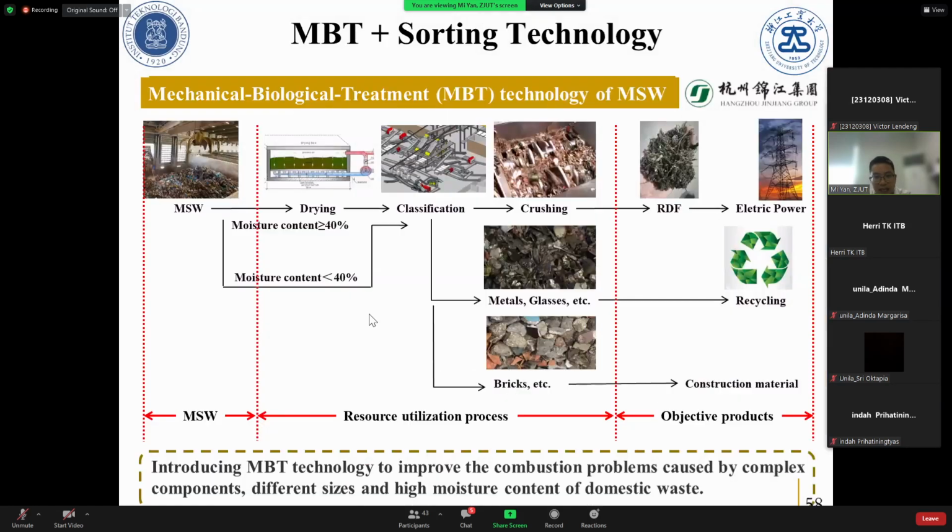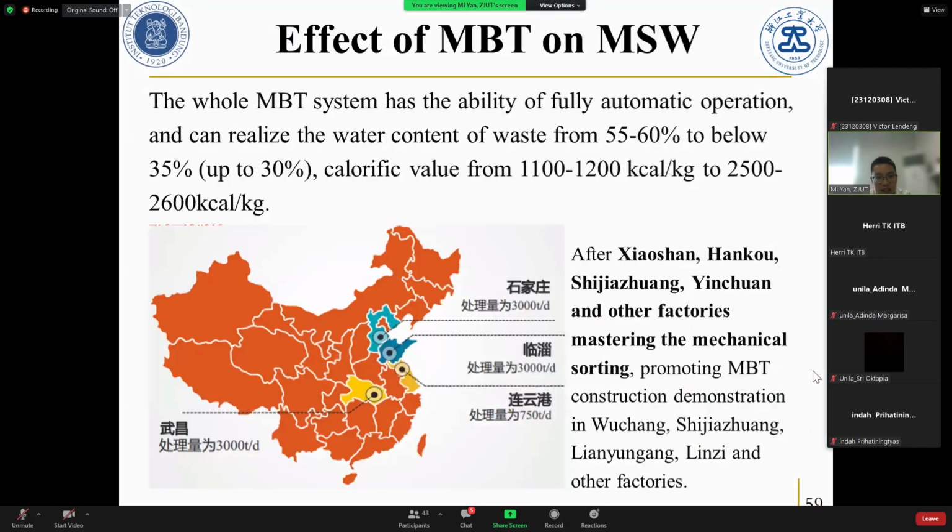So this is the case. The MSW goes through biological drying, sorting or classification, and crushing. Then we get RDF for electrical power production. We also separate metal, glass, and brackets. This is a demo plant in China held by Jinjiang Group, a big company. The heat value can increase to 2,500 to 2,600 kcal per kg, so it becomes a very good fuel.